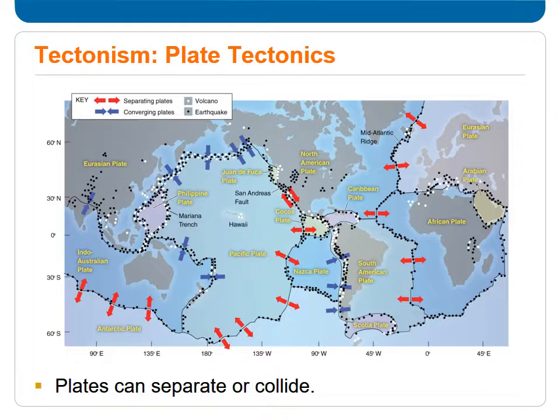These plates can separate, called a divergent boundary, or collide, called a convergent boundary. A third type of plate boundary is the transform plate boundary, where 2 plates slide past each other.